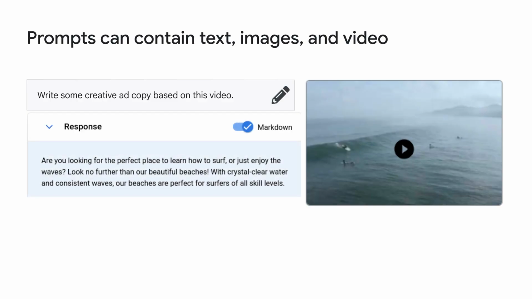The model thinks for a couple of seconds and then generates the ad. It starts, "Are you looking for the perfect place to learn how to surf, or just enjoy the waves? Look no further than our beautiful beaches," and then it goes on convincing you of this exciting experience. It does a great job not only understanding what the video is about, but also creating a contextual text with the information extracted from the video.